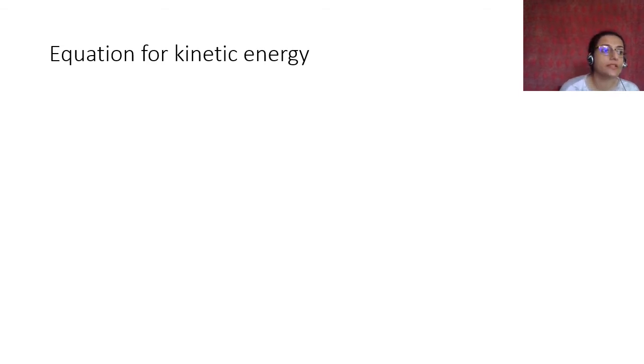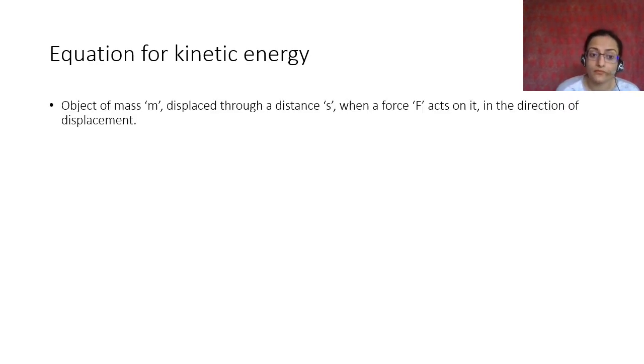For example, take the trolley in the previous example that you saw, where work was done on that object, and the trolley moved a certain distance because a certain force was applied to it. Because of the work done, it started to move and therefore it got a certain amount of energy, and that energy is called kinetic energy. Now, consider an object of mass m displaced through distance s when a force F acts on it in the direction of displacement. The work done is W equal to F into s.